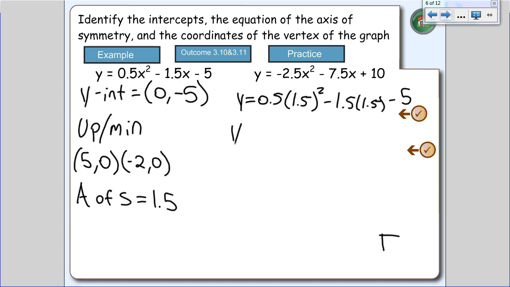Got a couple different answers. Negative 6.125. That's not your vertex, though. That's the y value of your vertex. So your vertex is at 1.5, negative 6.125.